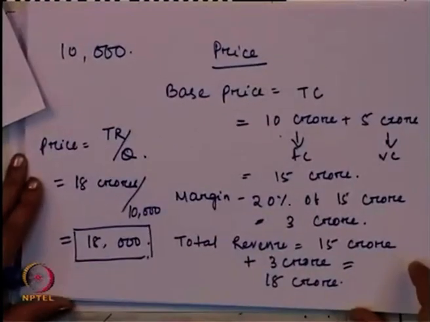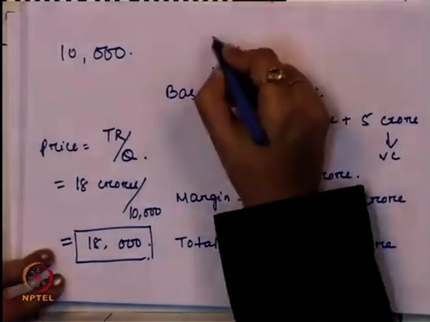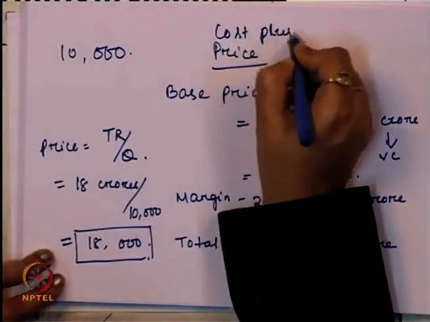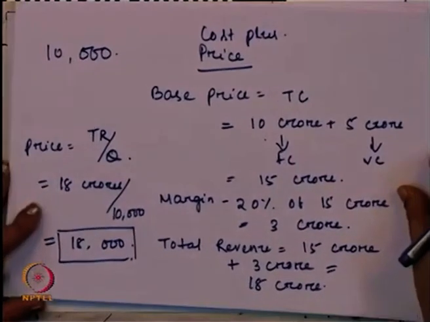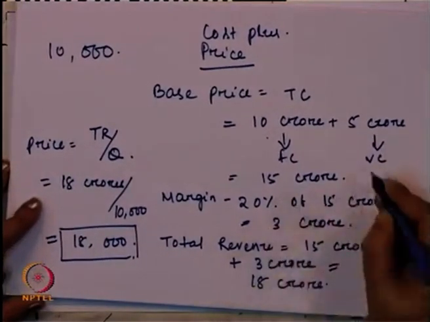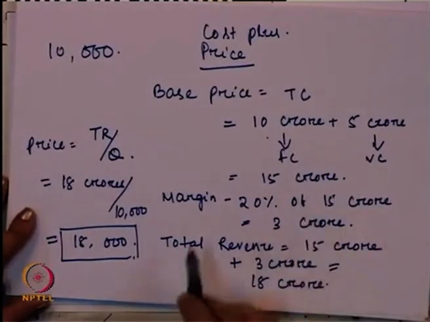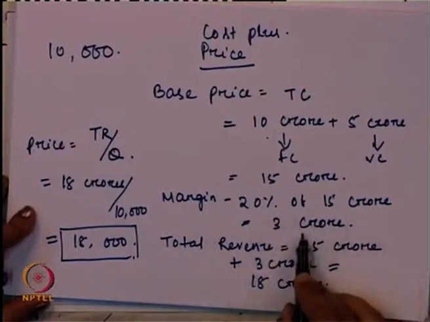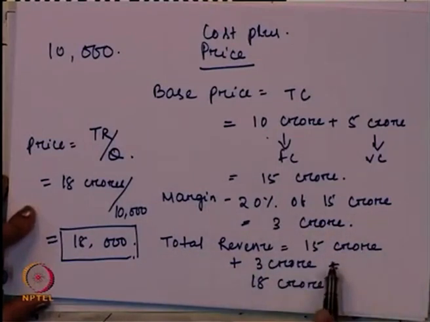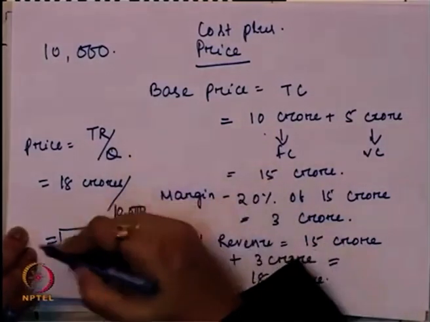How have we calculated this price? The base price is on the basis of the total cost. Since this is cost plus, the total cost will be both the fixed cost and the variable cost. So, fixed cost is 10 crore, variable cost is 5 crore. So, total cost is 15 crore. The firm expects at least 20% return from the investment. So, 20% of 15 crores is 3 crore. Total revenue has to be 15 crore plus 3 crore, that comes to 18 crore. And how will we decide the price? The entire total revenue has to be generated from these 10,000 units, and that is why 18,000 has to be the price.